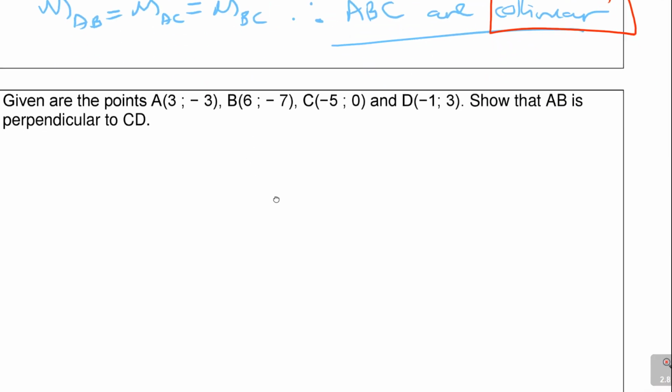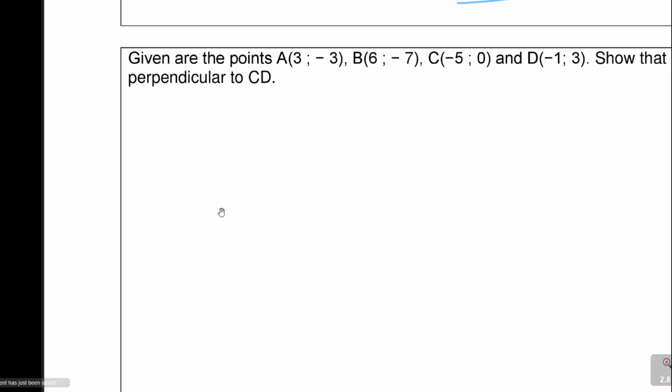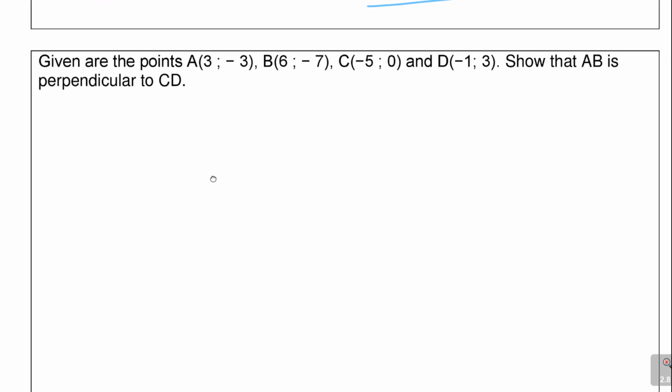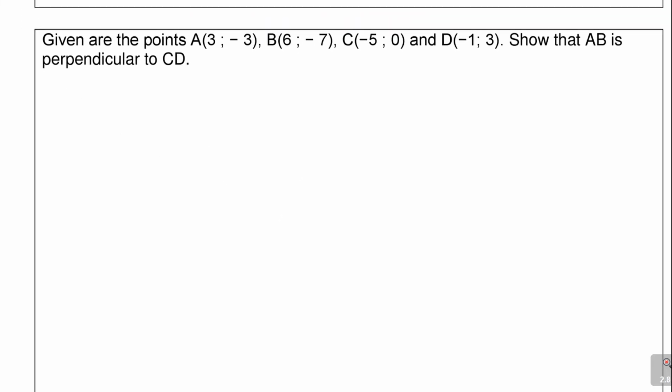Alright, so look at this now. This is our last part to end the series on analytical geometry. Given the points A, B, C, and D, show that AB is perpendicular to CD. How do you write that? You write it like this: AB is perpendicular to CD.